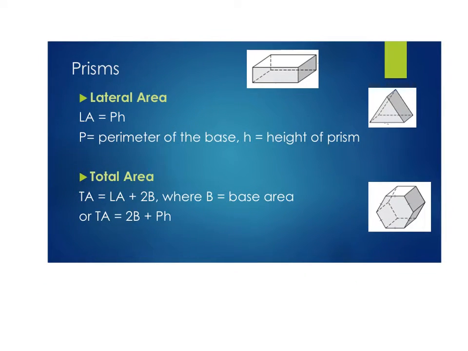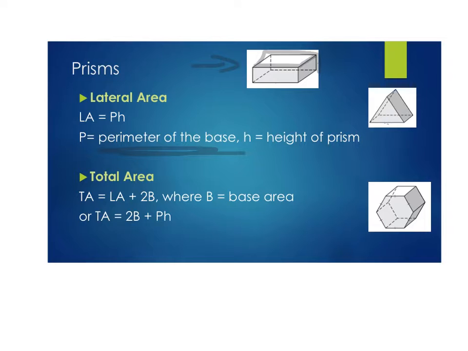Okay, so now here are the prisms. We have a picture of a rectangular prism, a triangular prism, and a hexagonal prism. To find the lateral area, the area of all of the faces, you are going to find the perimeter of the base times the height of the prism. So in the case of the rectangular prism, you would find the perimeter of the base and then multiply it by the height of the prism. And that will give you the area of all the faces.